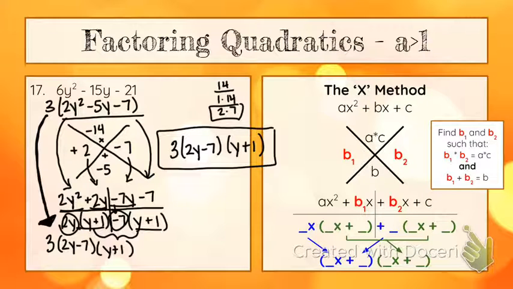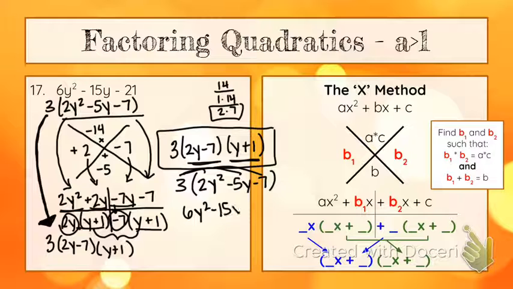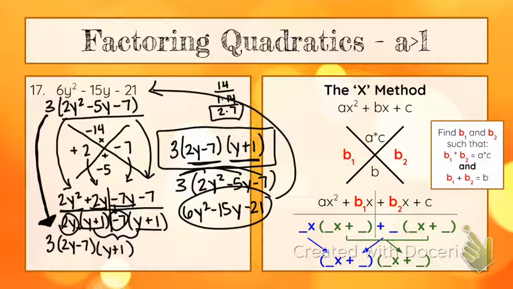So if you wanted to check your answer, you could FOIL these two, and then it would be 3 times 2y squared, let's see, minus 5y minus 7. That's what these would FOIL to get. And then you would take the 3 and distribute that through, and you get 6y squared minus 15y minus 21. That is what we got up here.